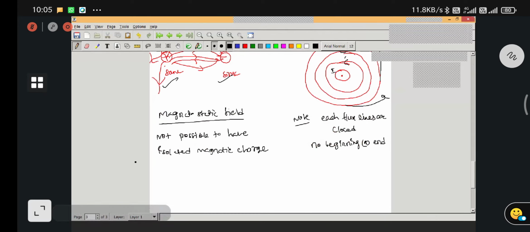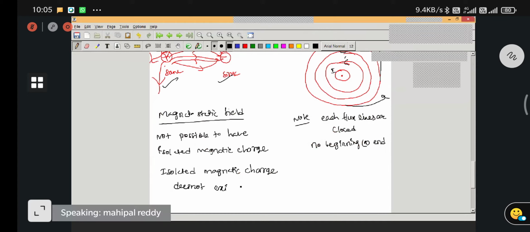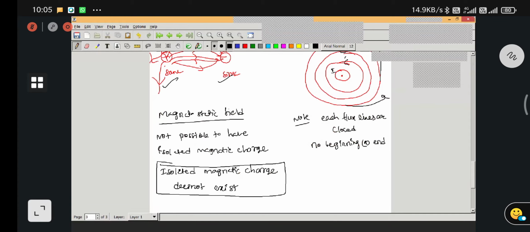Magnetic poles. Isolated magnetic charge does not exist in the magnetostatic field. Note this point, it's very important. Isolated magnetic charge does not exist.